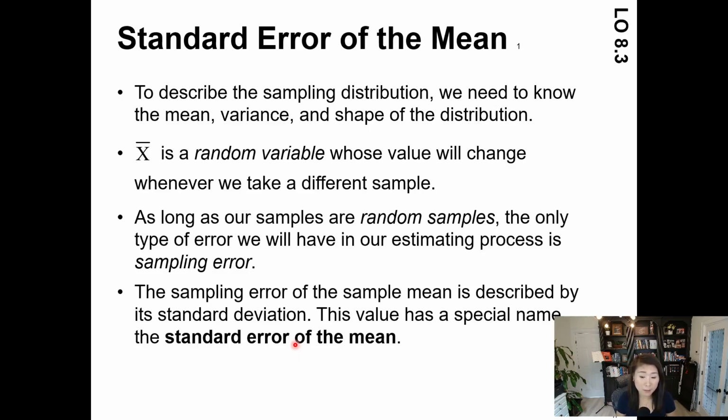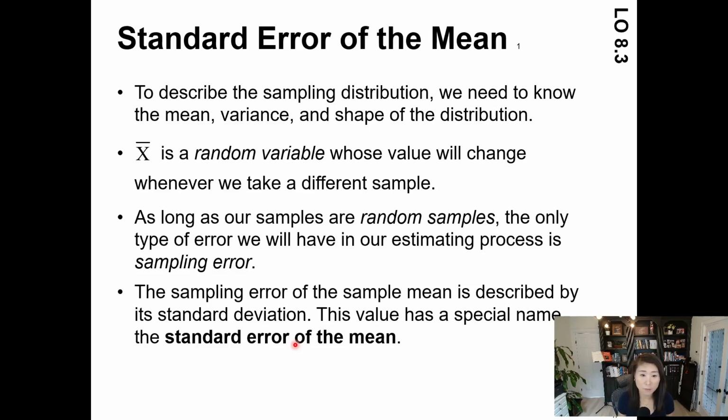So the sampling error of the sample mean is described by the standard deviation. This value has a special name, called the standard error of the mean. Okay, now let me recap what we're talking about here. Remember, at the beginning of this chapter we said the sampling distribution focuses on the mean of the statistic and the standard deviation of the statistic, but we don't want to call that the mean of the mean and the standard deviation of the mean, because it's confusing. So we're creating new terms.